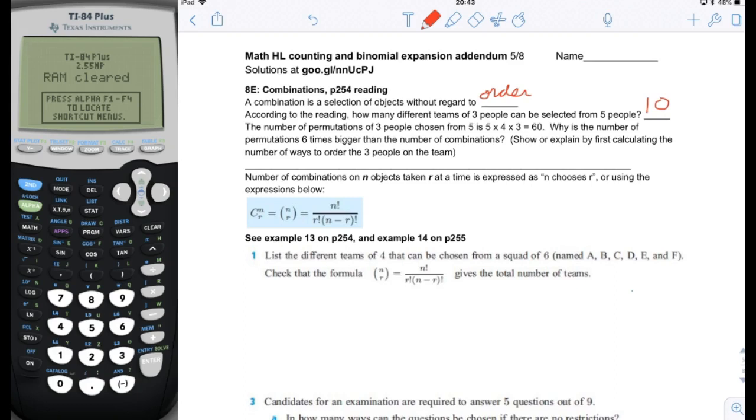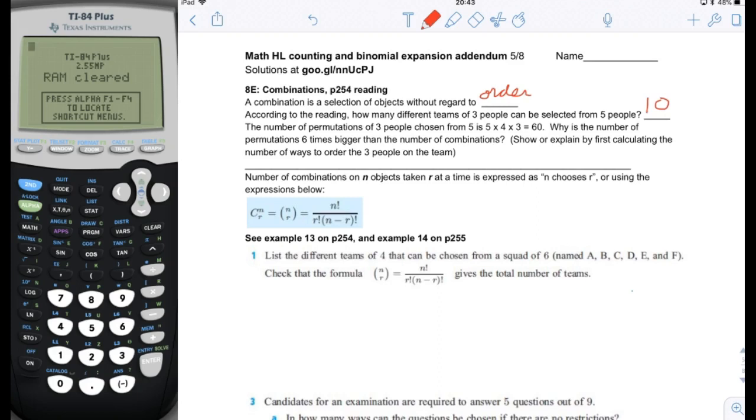Now, what about ABC and CAB? Are those two different combinations? No, they're not, because ABC and CAB are the same 3 people taken out. And when you're talking about combinations, different than permutations, you don't care about the order that you drew them or the order that you're ordering the people in a row. So that is why there's a lot less combinations than there are permutations.